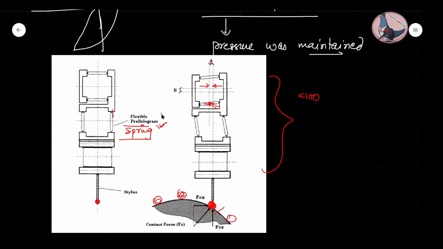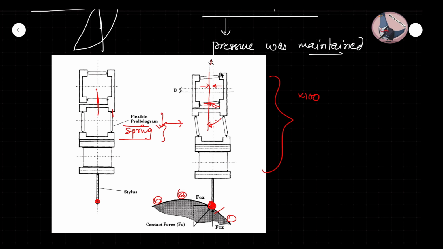you can understand this elasticity of the flexible parallelogram will reduce, and sometimes it may happen that it is not coming back to its original axis. This is its original axis, this is its original axis. So sometimes it may happen that it is not returning back to the original axis. That is called hysteresis in displays.